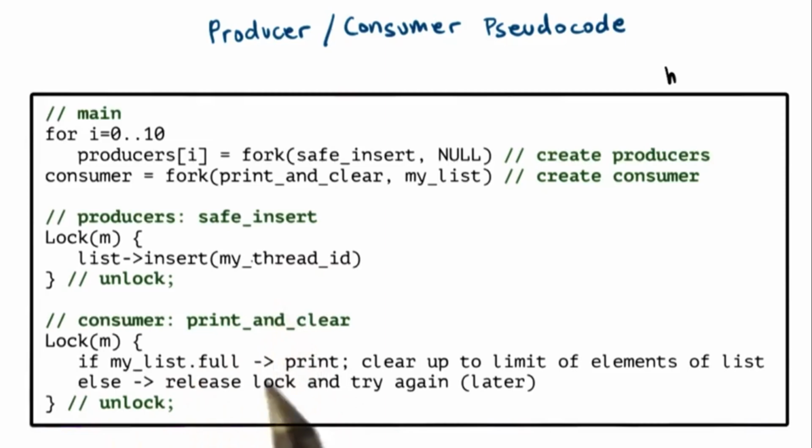For the consumer thread here, it continuously waits on the lock, and when the mutex is free, it goes and checks if the list is full. If so, it prints and clears the elements of the list. Otherwise, it immediately releases the lock and then tries to reacquire it again. Operating this way is clearly wasteful, and it would be much more efficient if we could just tell the consumer when the list is actually full so that it can at that point go ahead and process the list.